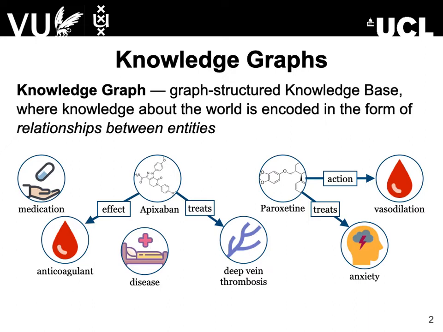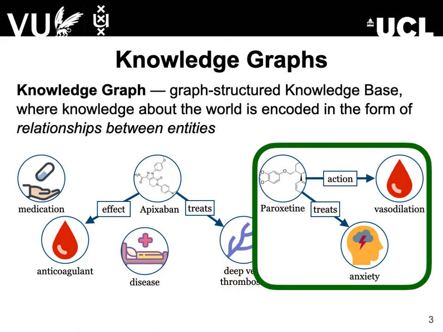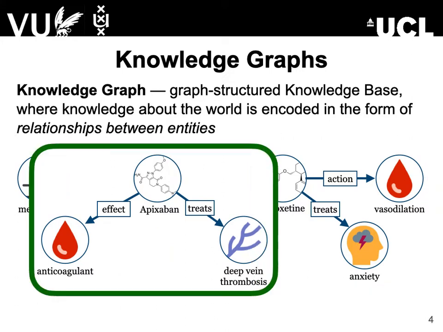So let's consider this setting. We have a knowledge graph, a graph-structured knowledge base where knowledge about the world is represented in the form of relationships between entities. In a knowledge graph like this one, nodes correspond to objects in the world, or also abstract concepts, and edges correspond to relationships between these. In this example, we have a knowledge graph about biomedical entities, which tells us that paroxetine is used to treat anxiety and has vasodilation as a biological action, and that apixaban treats deep vein thrombosis, and one of its pharmacological effects is that it's an anticoagulant.